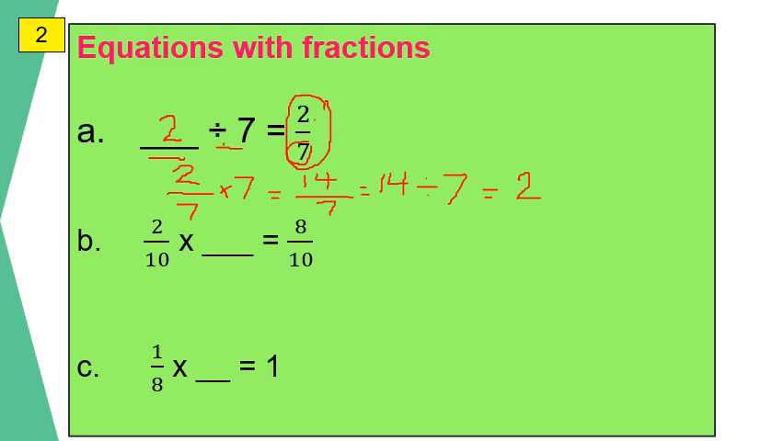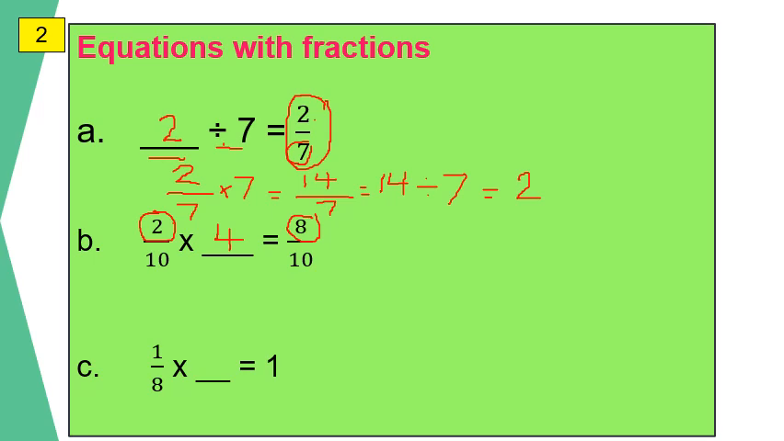Now let's look at this one. 2 tenths times something equals 8/10. Well, I know that when I multiply a fraction by a whole number, only the numerator changes. And here, the only thing that's different between the 2 and the 8 is the numerator. Now I know there's a relationship between 2 and 8, that 2 times 4 is 8, so it's going to be 2/10 multiplied by 4 equals 8/10.